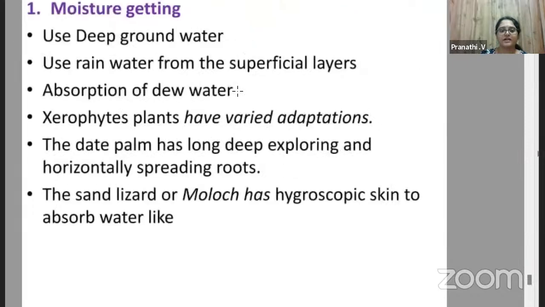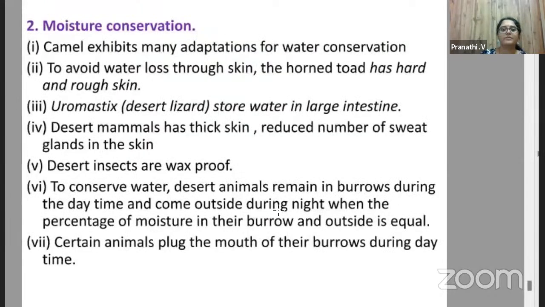So let us just have a look at it. So they use the deep groundwater. So xerophytes are the plants that have very good adaptations, in fact, very good exploring horizontally spreading roots. Moloch horridus is a sand lizard, has a hygroscopic skin, so it can absorb the moisture in the air, whatever amount of moisture is there. And every animal in the desert usually has one very good adaptation, which is water conservation. So they try to conserve the water. So to avoid the water loss, they have the horned toad, which is Phrynosoma, has hard, rough skin.